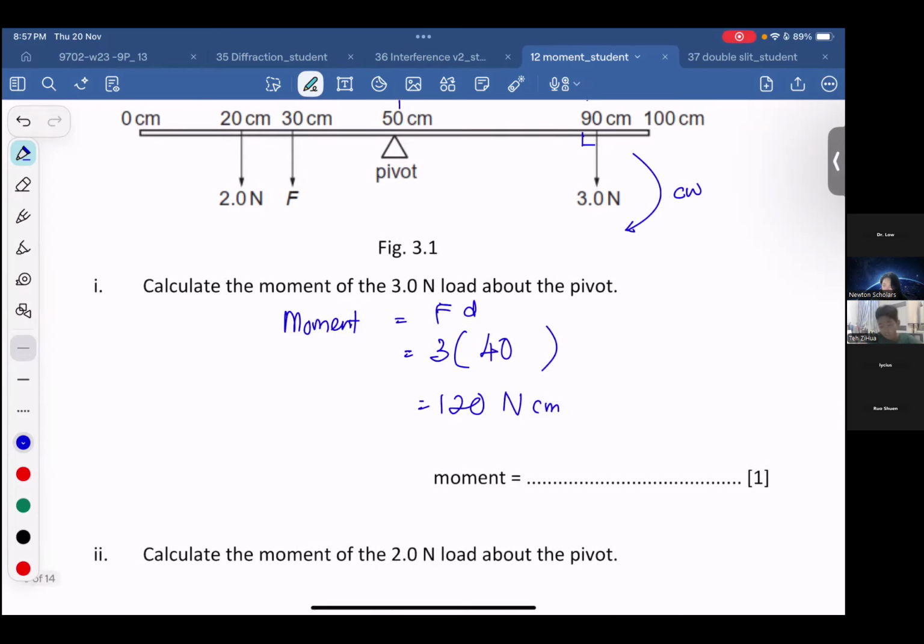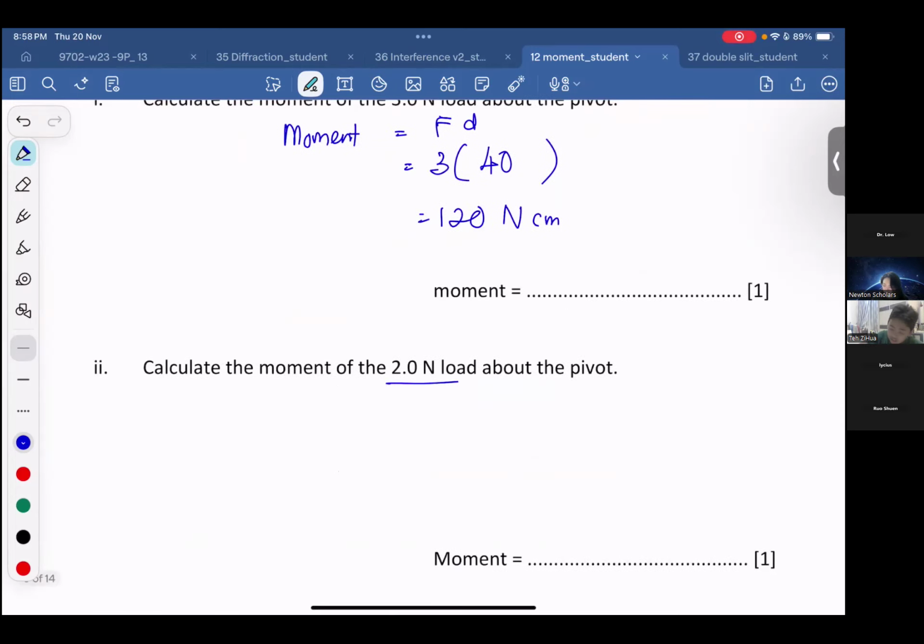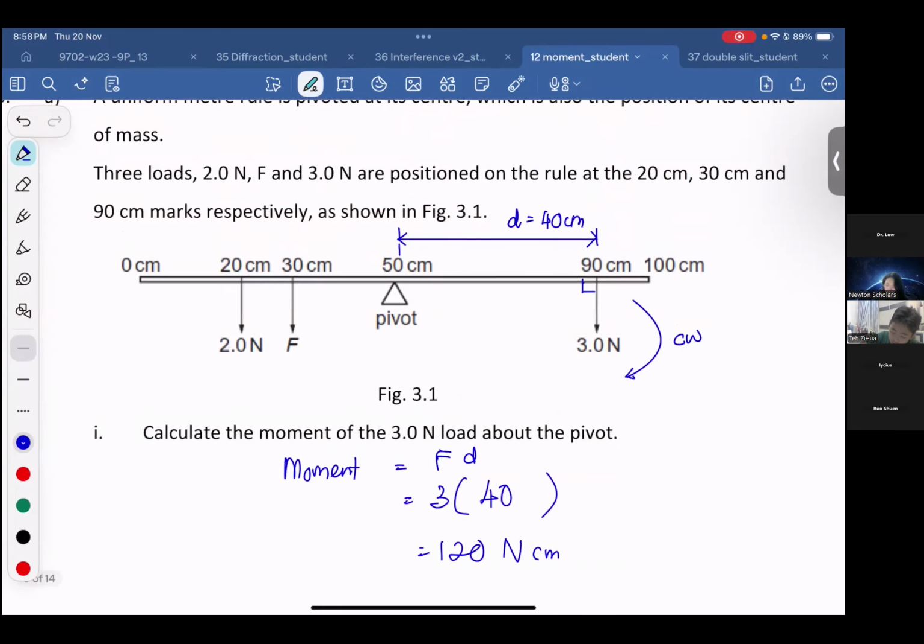So dear, next, calculate the moment of the 2.0 load. They want to know about this moment. Can you try and then tell me? Correct. Oh, Teresa, deduct your 1 mark.